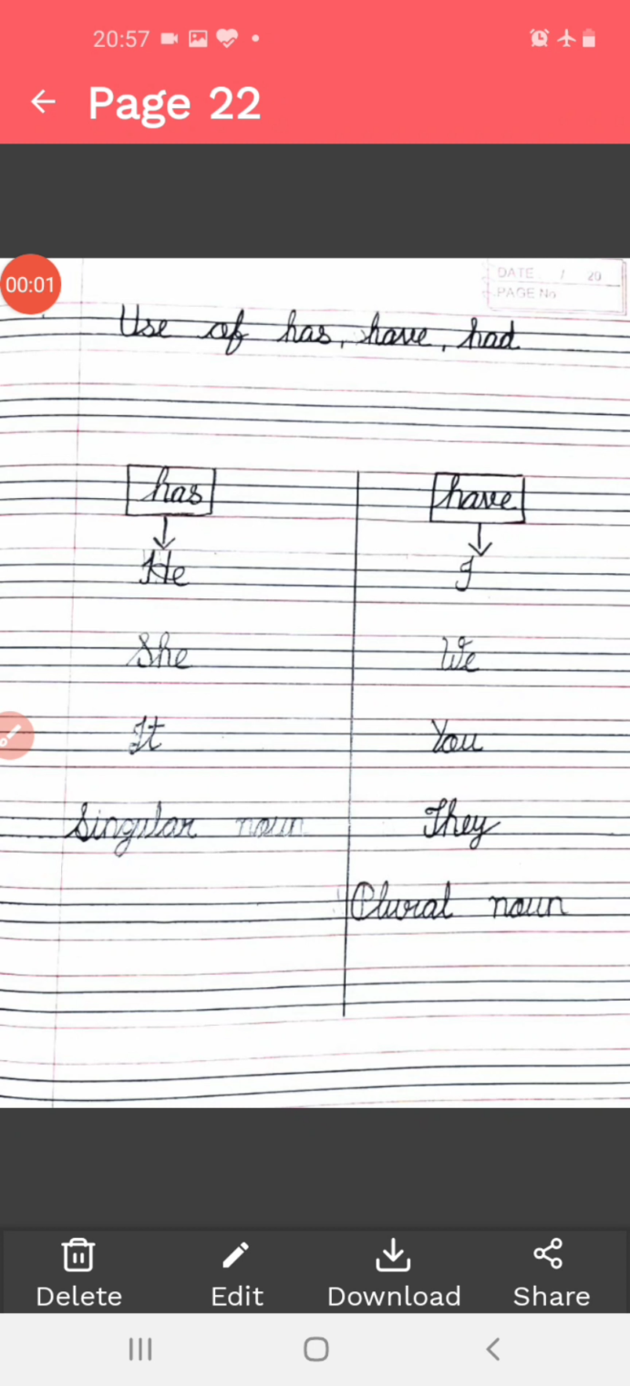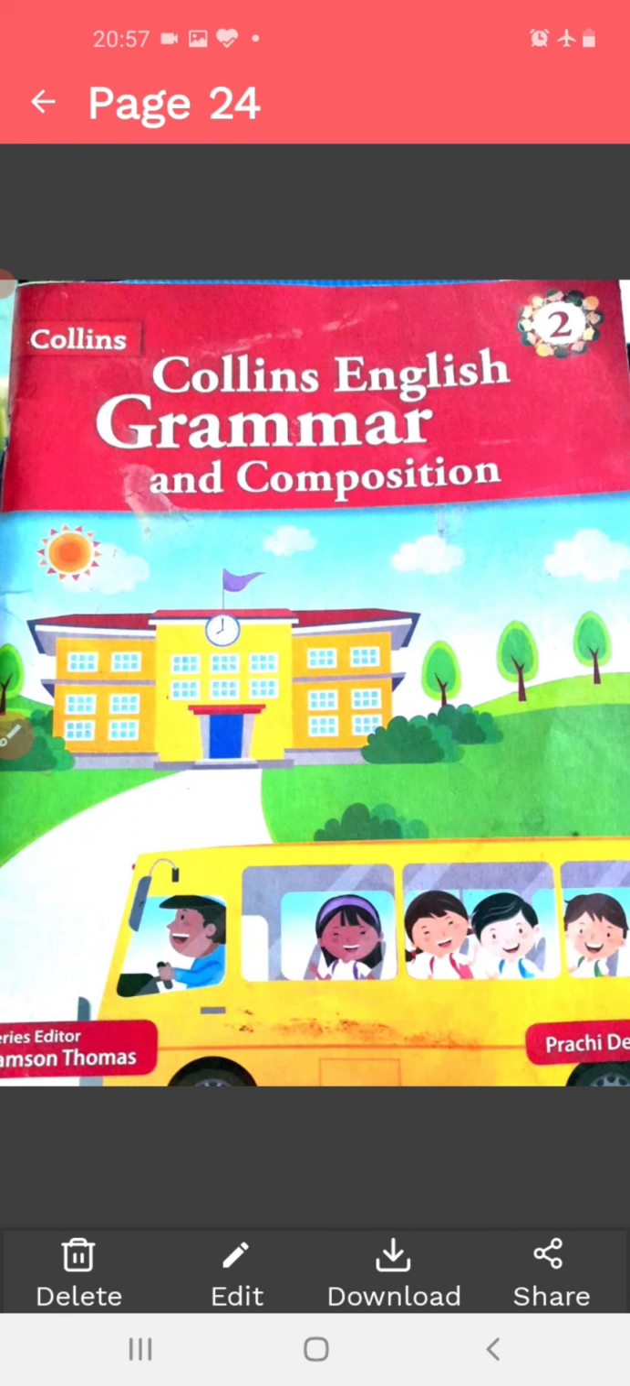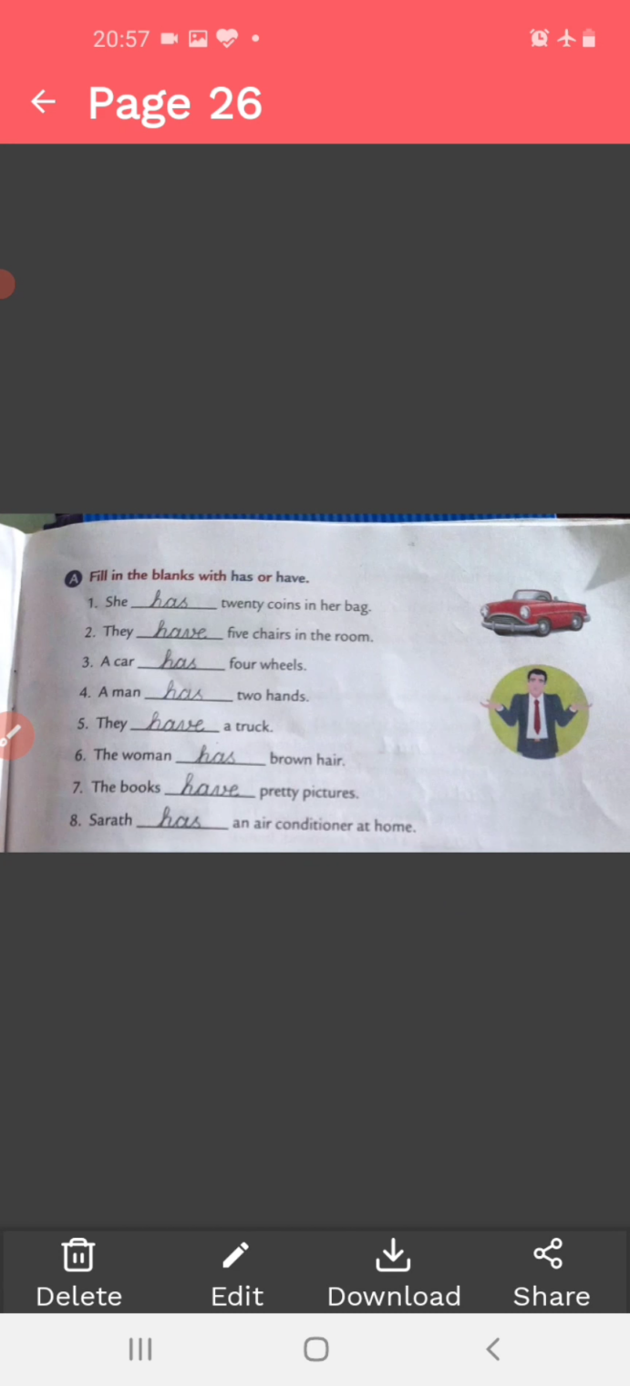Now open your English notebook. These are the rules that you have to write in your English notebook. Alright. Now homework, children. From the English grammar book you have to do only one page. This A part you have to do. This is your practice work, filling the blanks with has or have.